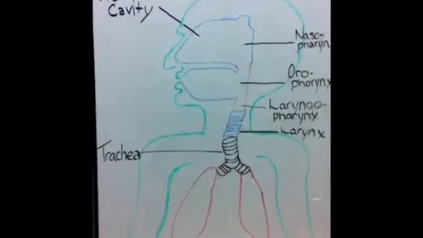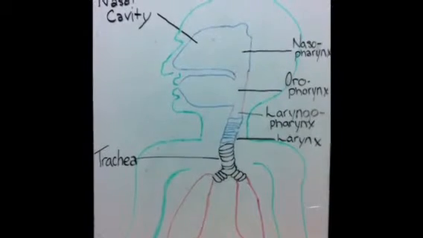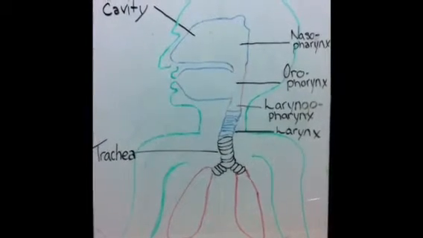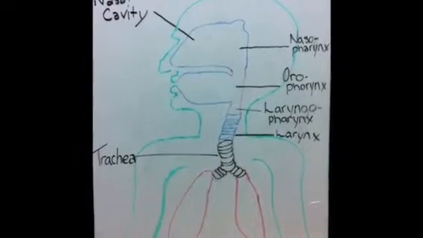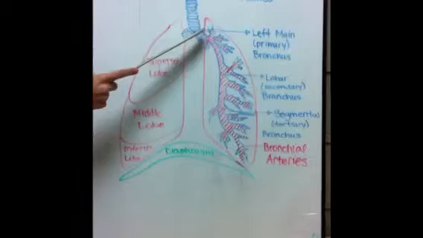Next, air passes into the larynx. The larynx is responsible for voice production, keeping the airway open, and it also directs the food and air into their proper channels. The trachea ends by dividing into two main bronchi.